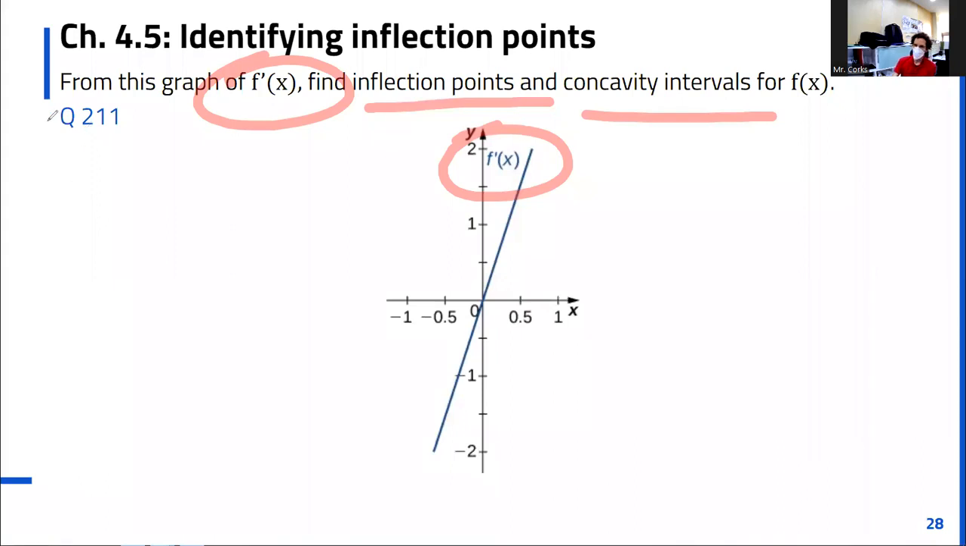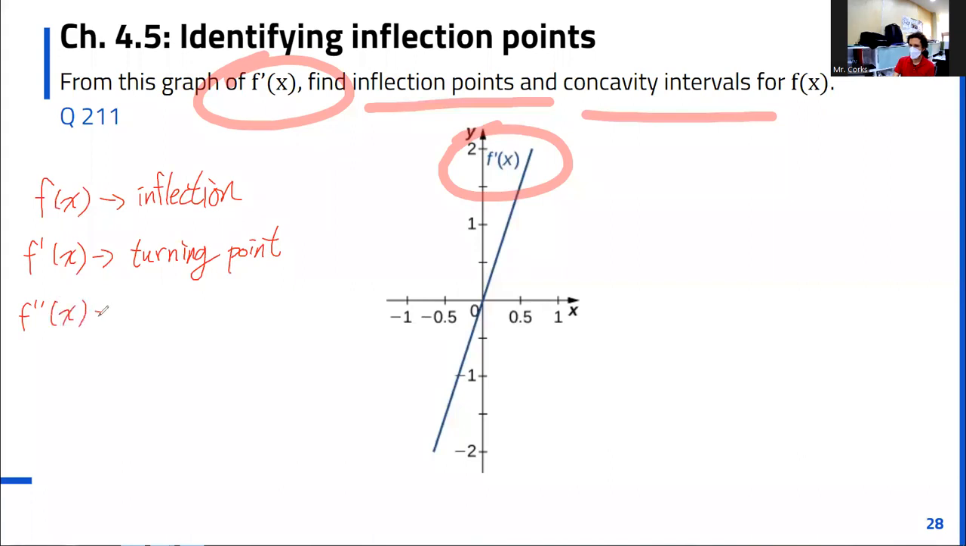Well, so what we did, if we remember, when we wanted to find an inflection point, we said, well, if f of x has an inflection point, then our first derivative has a turning point, and our second derivative here is 0. So we found the zeros of the second derivative to identify the location of the inflection points. So we went from the zeros of the second derivative to the original function.